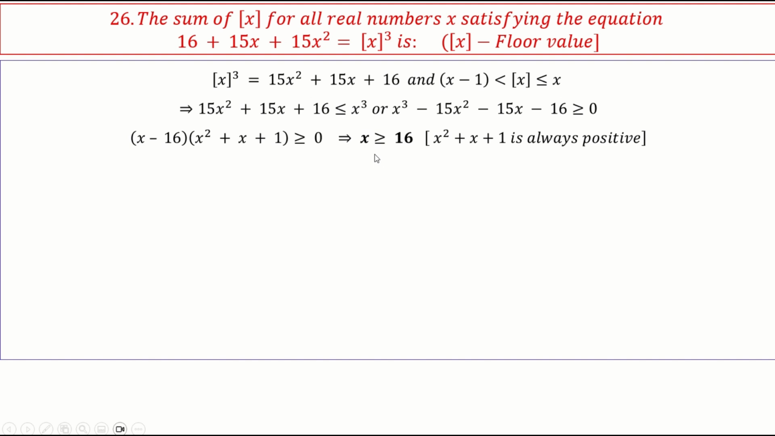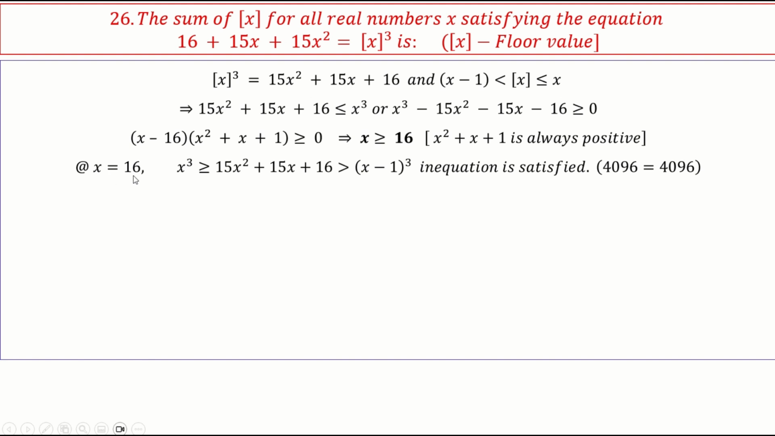This is our first hint: x is greater than or equal to 16. Now let's check what values are possible, and where the equation goes out of range, and then we can stop checking further values. At x equal to 16, both sides are equal actually. x cube is equal to 15x square plus 15x plus 16. This is satisfied, so x equal to 16 is a solution by itself.